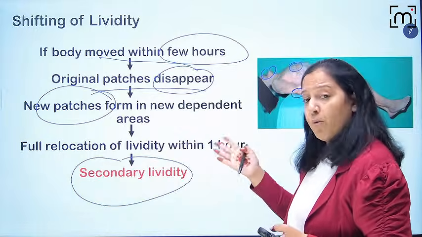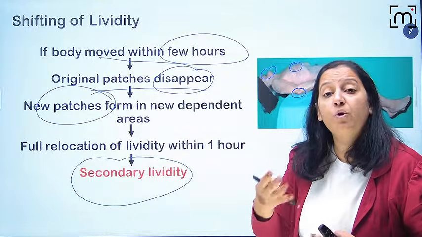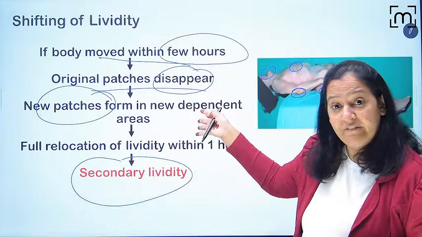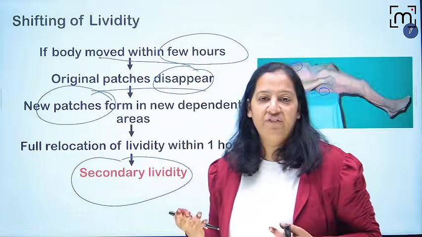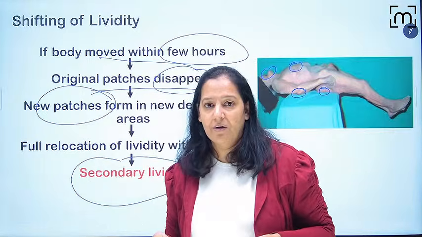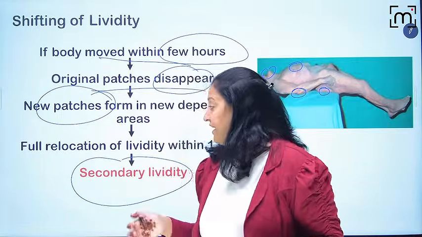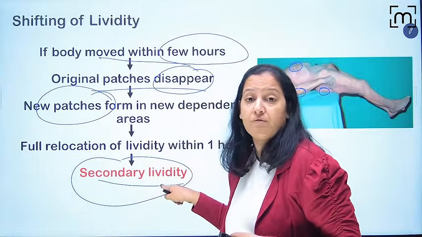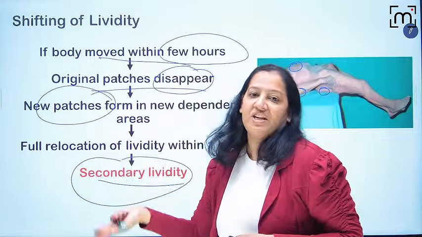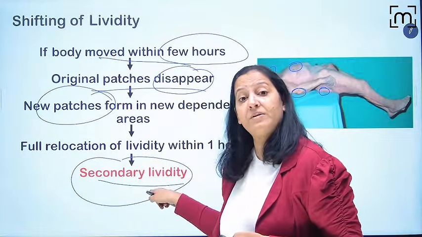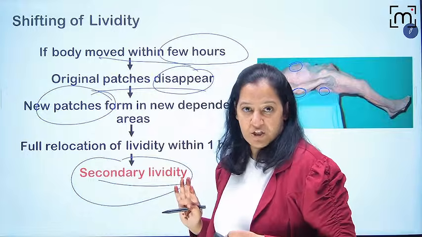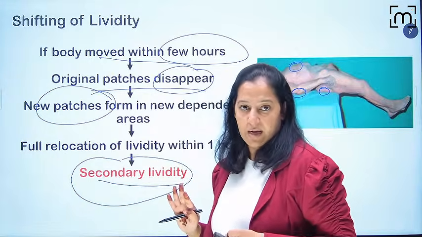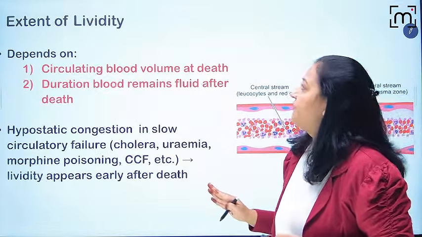So if the position of the dead body is changed within a few hours of death, the lividity will shift, and it can confuse the forensic expert. The expert will consider the secondary lividity, which does not show the original position of the body at the time of death, because it has changed. Based on the lividity, we can presume the original position of the body at the time of death. So this is regarding the shifting of lividity.